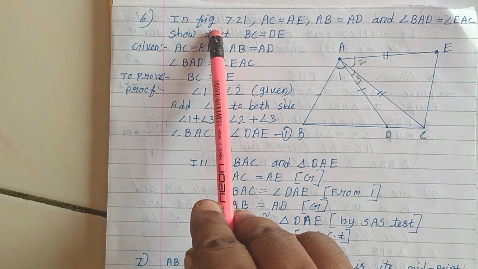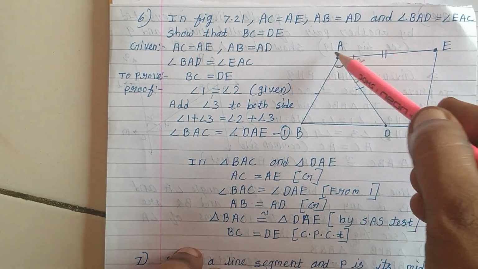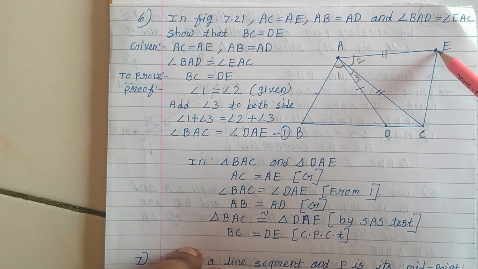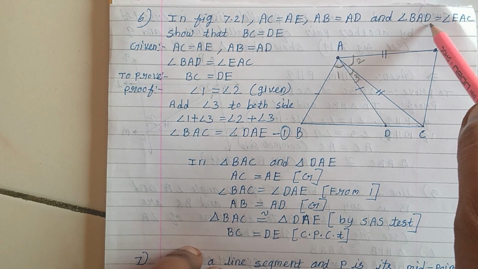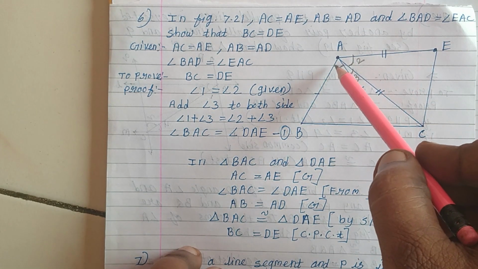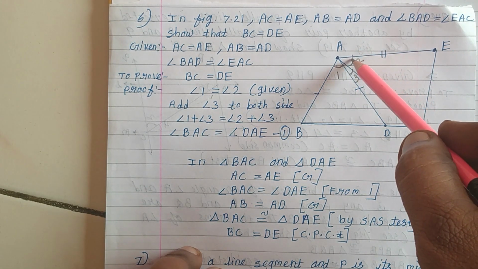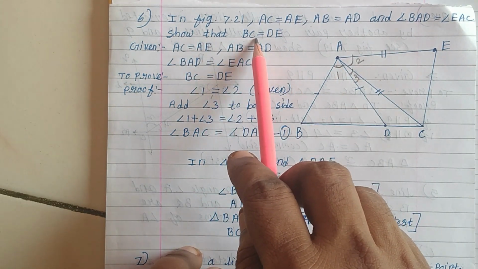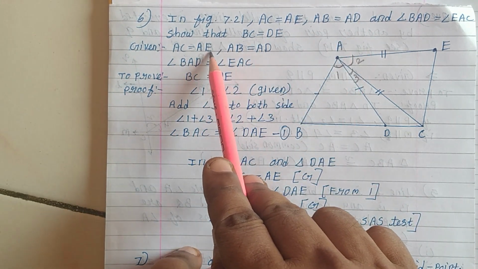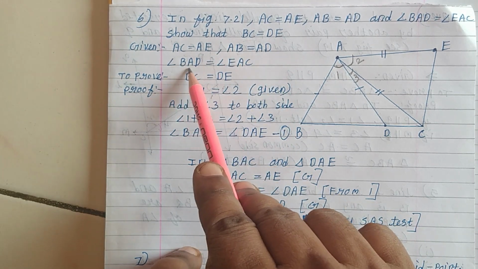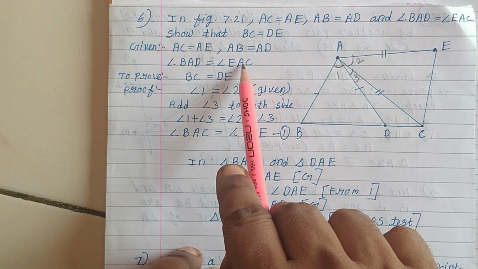Now question 6. In figure 7.21, AC is equal to AE and AB is equal to AD, and angle BAD, which I have numbered 1, is equal to angle EAC, which I have numbered 2. We have to show BC is equal to DE. Given, as I already told, AC equals AE, AB equals AD, and angle BAD (number 1) and angle EAC (number 2) are equal.